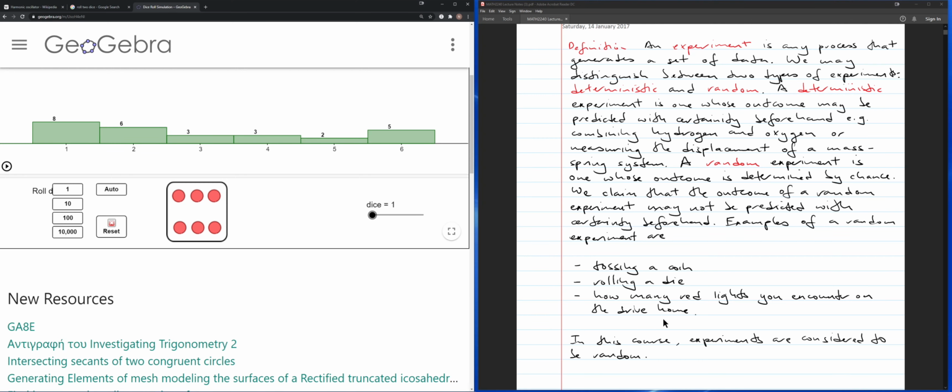Other possible random experiments: say you flip a coin. If you flip a coin, you're going to get either heads or tails. But before you flip, you can't really tell what the outcome is going to be. So tossing a coin is a random experiment, because you can't determine the outcome beforehand.